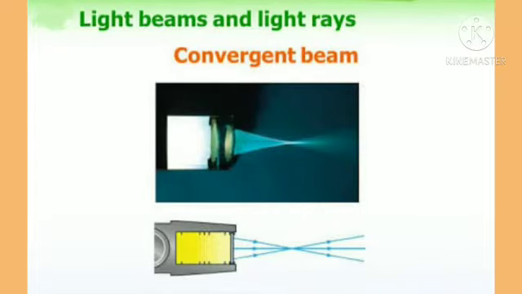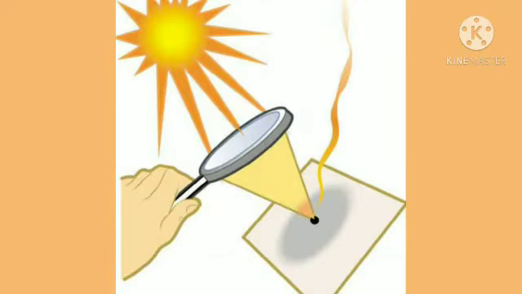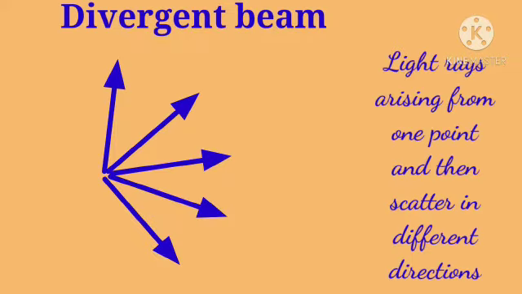The second type of beam is the convergent beam. The light rays coming to a single point from many directions is called a convergent beam of light. Our eyes converge light rays to one point called the retina. The gap between rays keeps on decreasing as they meet at a point. If you place a hand lens or a magnifying glass on a paper and keep it in sunlight, you will find that after some time the paper starts burning. It converges the light.